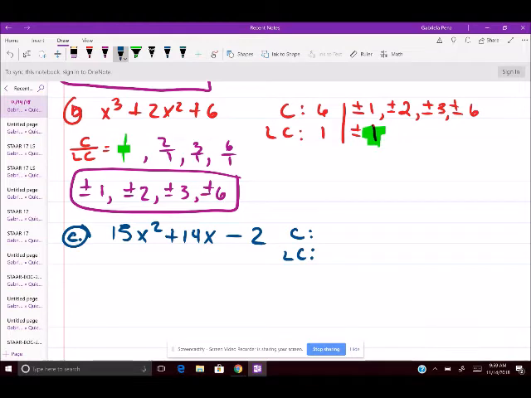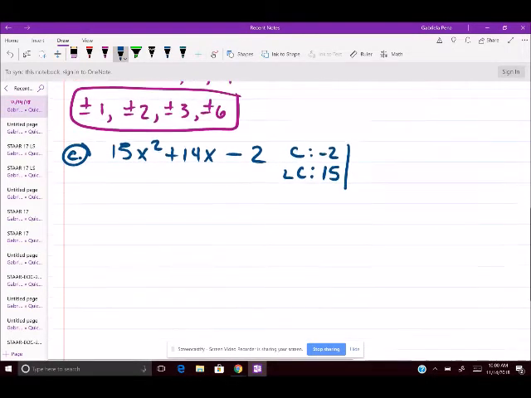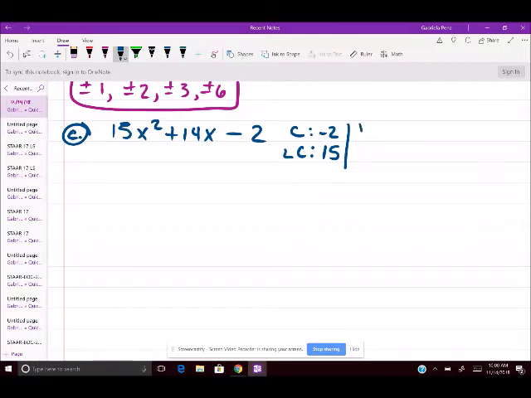My constant is who? Negative 2. And my leading coefficient? 15. So how can I get a 2? 1 and 2, right? How can I get a 15? 1 times what? 15. And then, I forgot to put the plus minus. So 5 and 3 or 3 and 5, right?